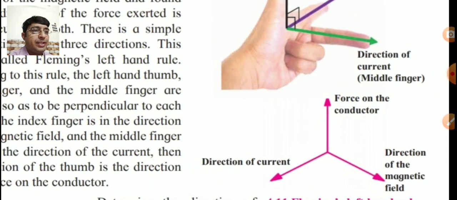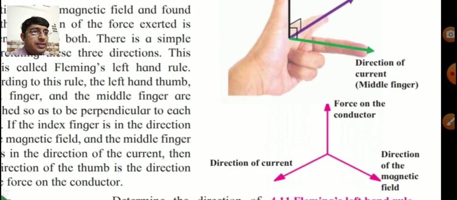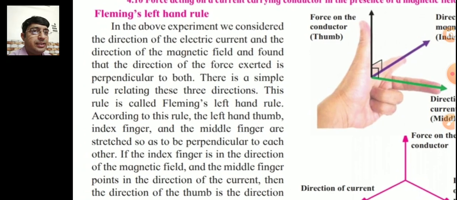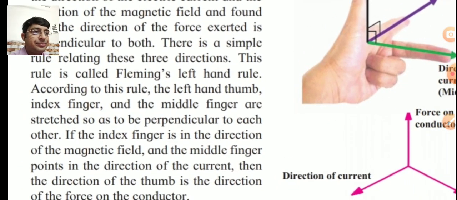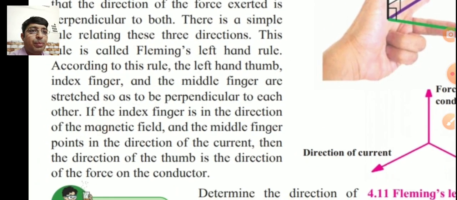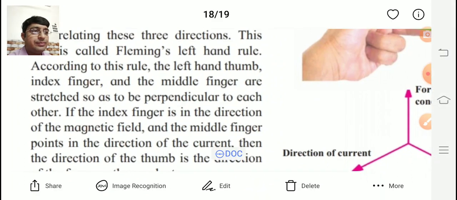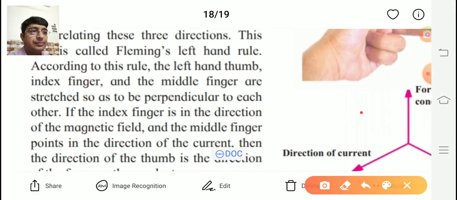So in three dimensions, with the help of fingers, arrows are also given here. The same rule was found by the scientist Fleming. That's why it is given the name Fleming's left hand rule. So we are writing the rule here. You properly underline this rule. Start from here.